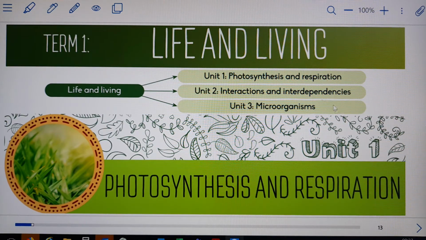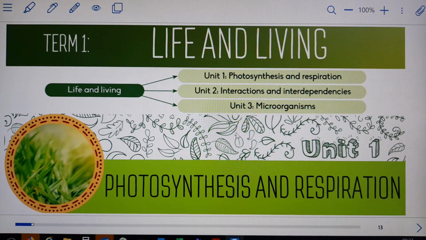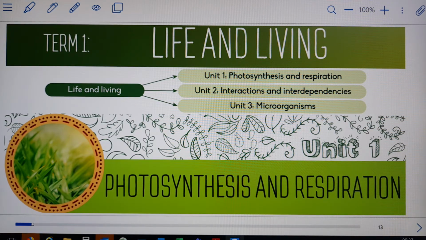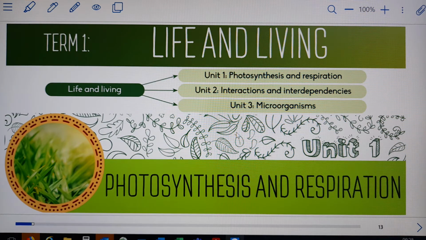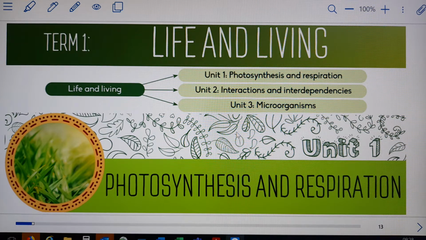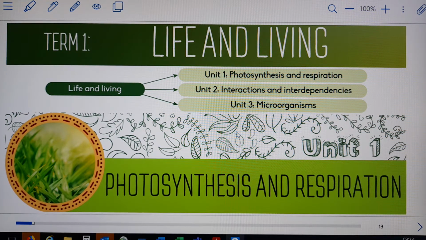Good morning, everyone. I hope you are all now up and settled down. We are going to start with our natural science for term 1. And the chapter that we are going to start with is life and living.